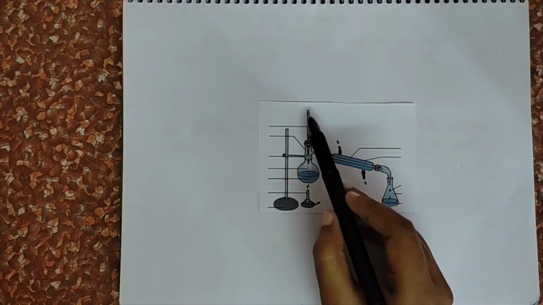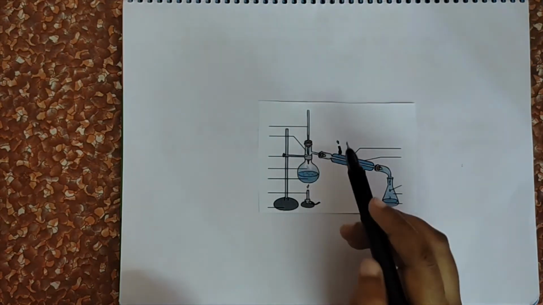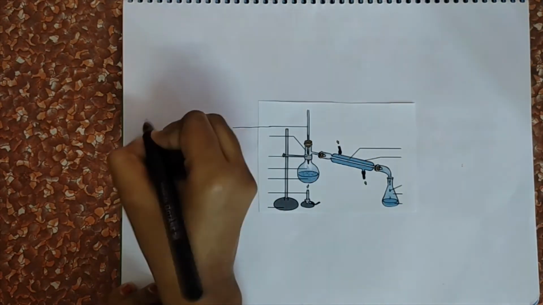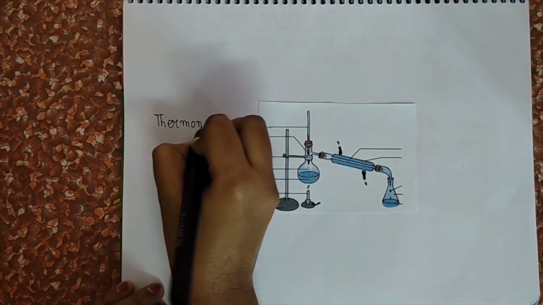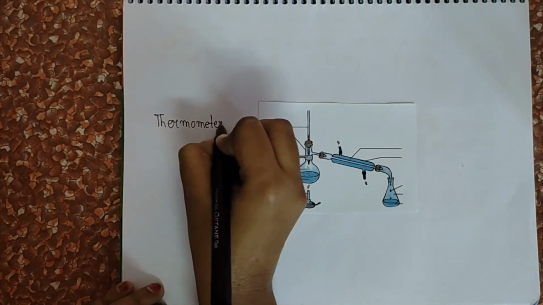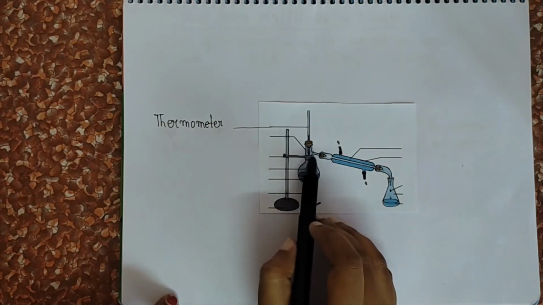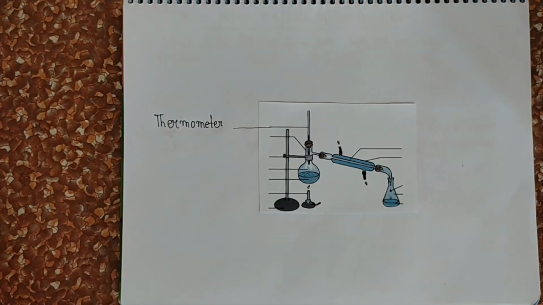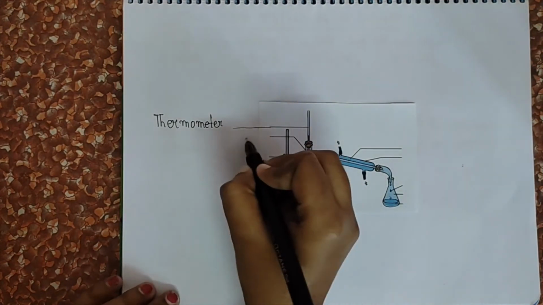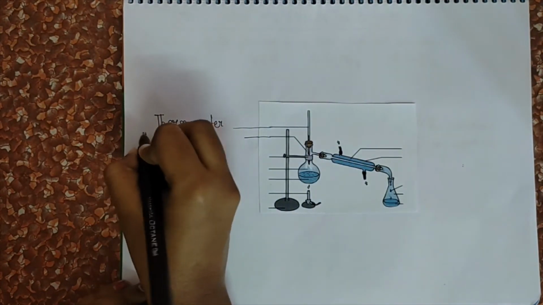So what is this? The first one is the thermometer. Now what is the next one? As you can see, the next one is the distillation flask, because in distillation one flask is required, and in the flask we will take either a solid-liquid or a liquid mixture. So this one is the distillation flask.